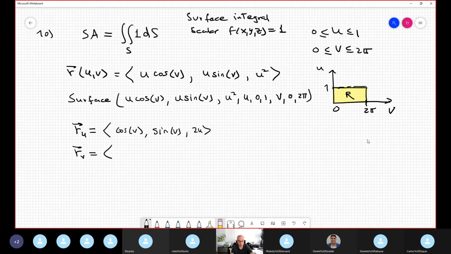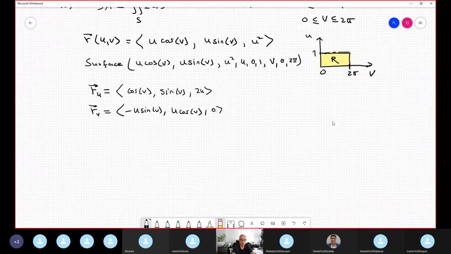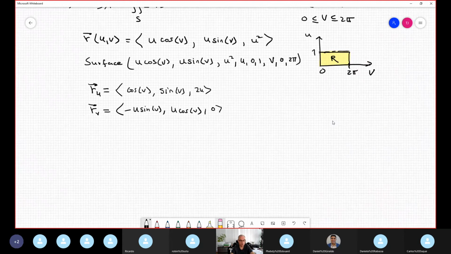Now you consider u constant and differentiate with respect to v. The first component, the derivative of cosine is minus sine, so it is minus u sine v. The second component is sine, whose derivative is cosine, so u cosine v. And the third component has no v, so the derivative is 0. After that, when you compute the partial derivatives, you apply the cross product.